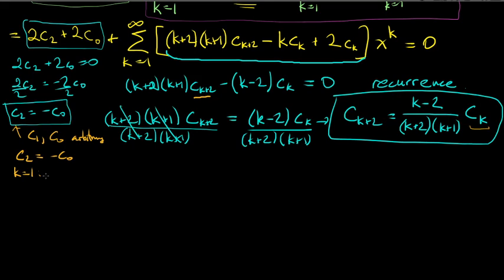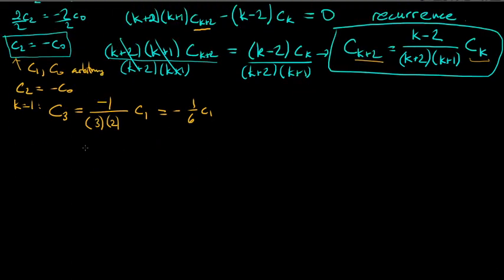Okay. So if we start with k equals 1, then k plus 2 is going to be 1 plus 2, which is 3. So this will tell us what C3 is in terms of C1. If k is 1, k minus 2 is negative 1, divided by 1 plus 2 is 3, and 1 plus 1 is 2, times C1. Make sense, right? Which of course is just negative 1 over 6 times C1.